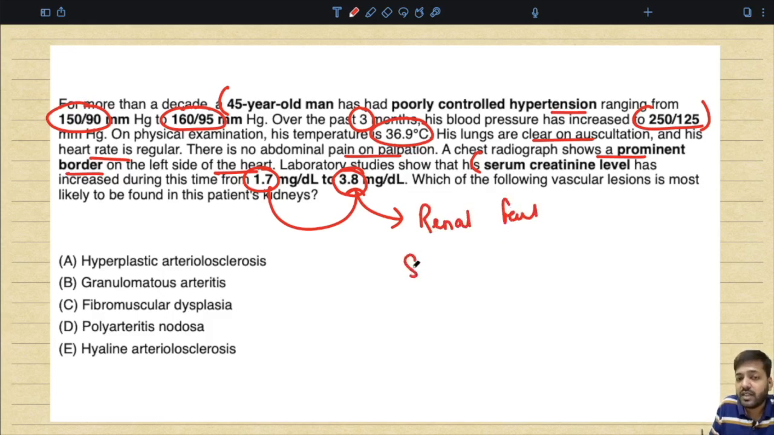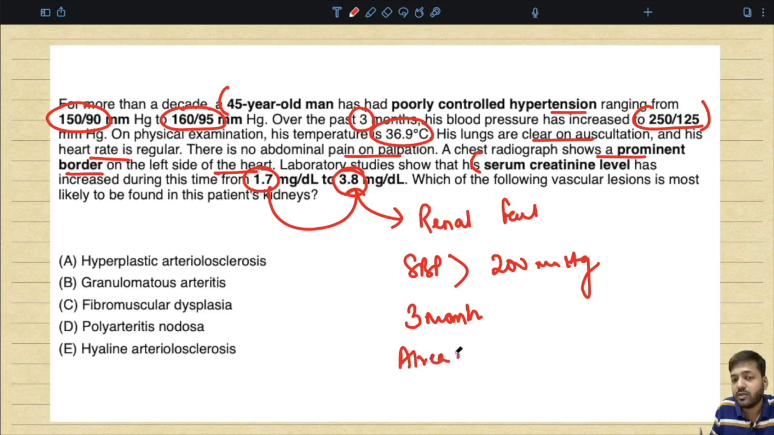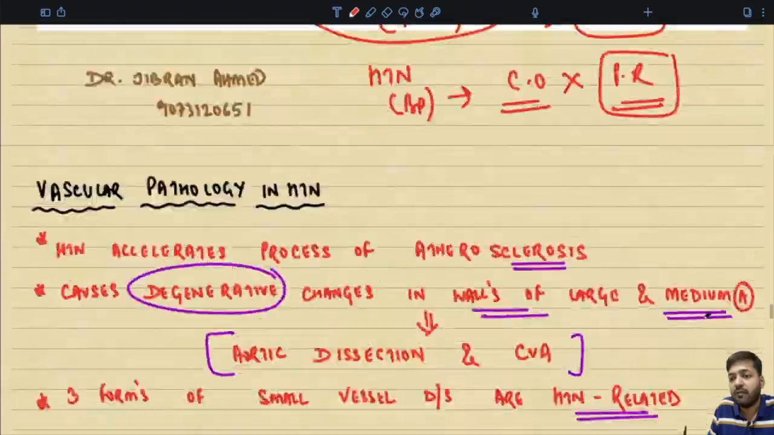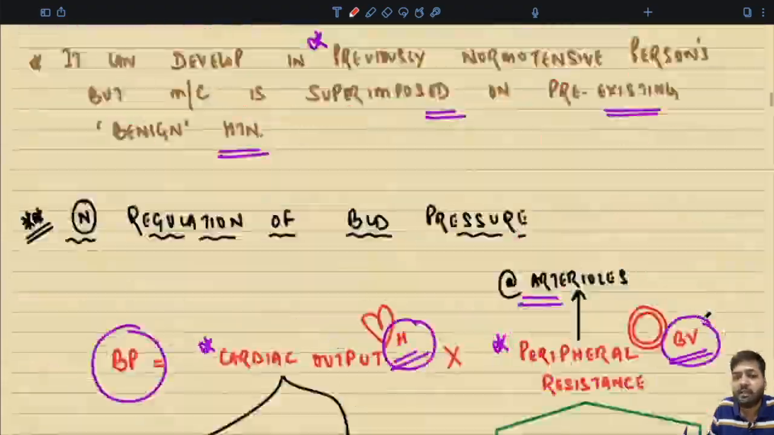What we can appreciate is that the systolic blood pressure has become more than 200 millimeters of mercury, and it has taken place over a period of the past 3 months, okay? And the patient was already a case of hypertension. So taking all these parameters into the question, it fulfills the criteria of malignant hypertension. So let me go back and show you the different criteria of malignant hypertension that we have read first.